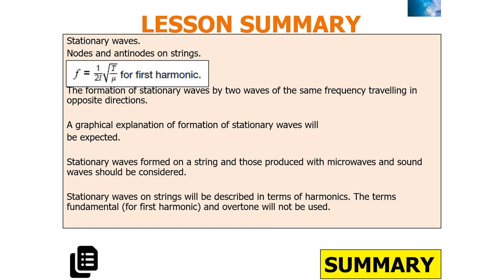We should also be aware of stationary waves, nodes and antinodes on strings, knowing the equation f is equal to 1 over 2L times the square root of T over mu for the first harmonic, and the formation of stationary waves by two waves of the same frequency travelling in opposite directions. You will also be expected to understand a graphical explanation of the formation of stationary waves, that stationary waves formed on a string and those produced with microwaves and sound waves can be considered, and that stationary waves on strings will be described in terms of harmonics, but we don't use the terms fundamental or overtones in our descriptions.